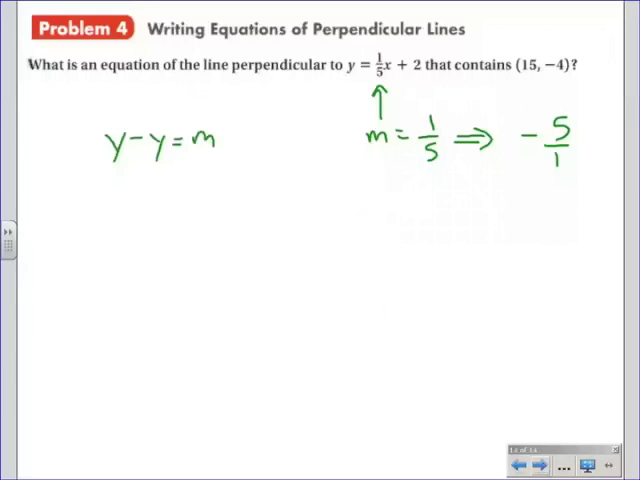I'm going to go to point slope form. My y value is -4, so that'll be y plus 4. My slope is -5. My x value is 15.